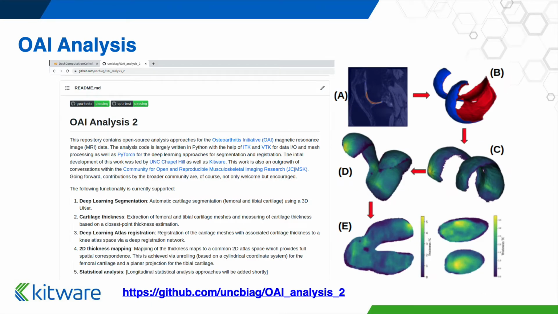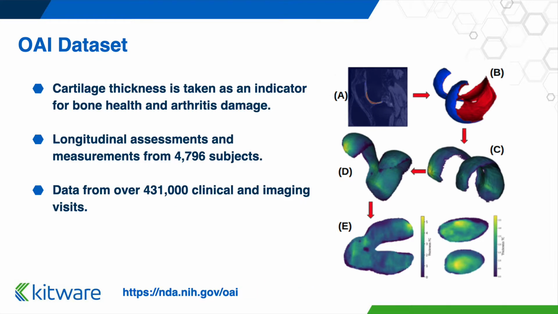The open source software described in this presentation is named OAI Analysis 2 and is present at the GitHub link shown below. The software has been developed with a focus to analyze the osteoarthritis initiative dataset, which can be downloaded from the link shown below.